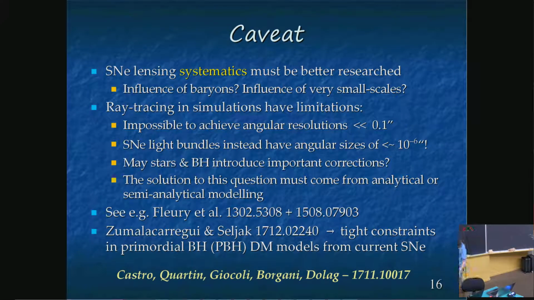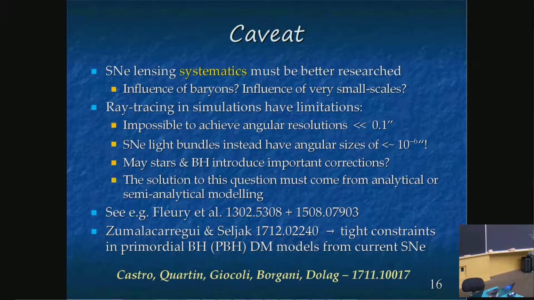Now let's go to the caveat, that supernova lensing is full of systematics, okay? And I don't claim that it's completely well understood yet. So what's the influence of baryons, for instance, it was discussed here. I have now done ray tracing in baryon simulations, and we are doing a follow-up paper to see how it affects what I'm saying here. It's not done yet, so I don't know the answer yet.